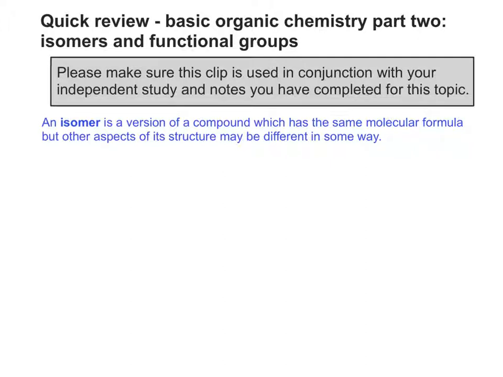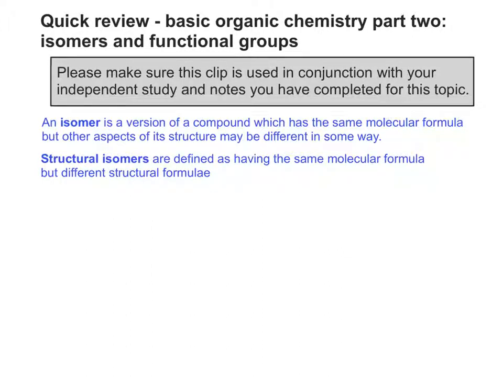So an isomer in general terms is a version of a compound which has the same molecular formula, but other aspects of its structure may be different in some way. So the type of isomerism that this clip will focus on is called structural isomerism. And this is defined as two versions of a compound which have the same molecular formula but different structural formulae.